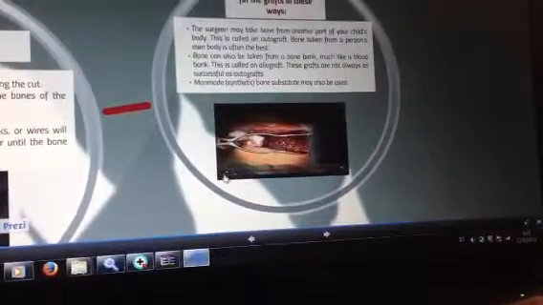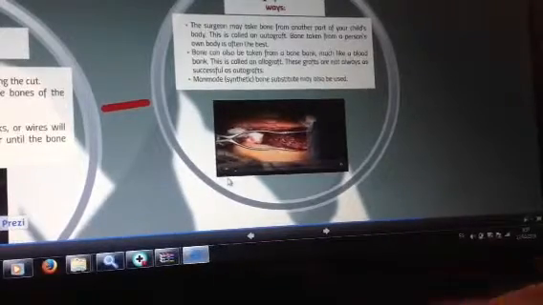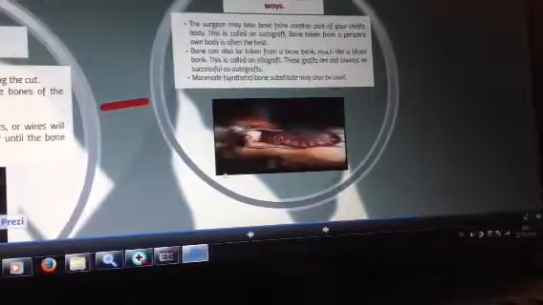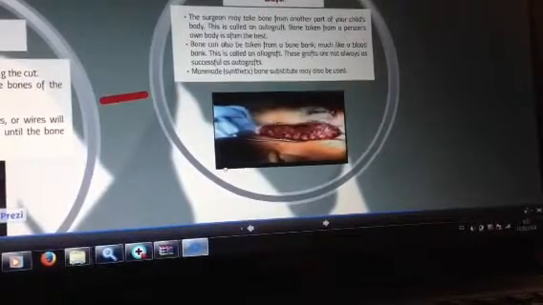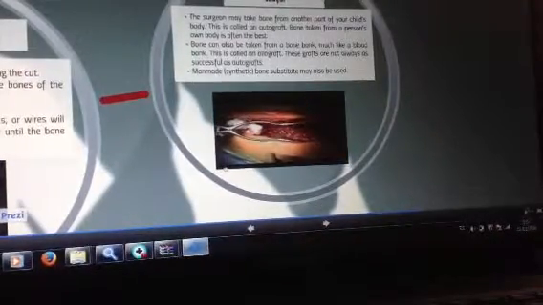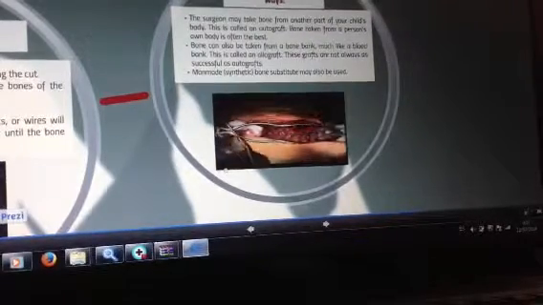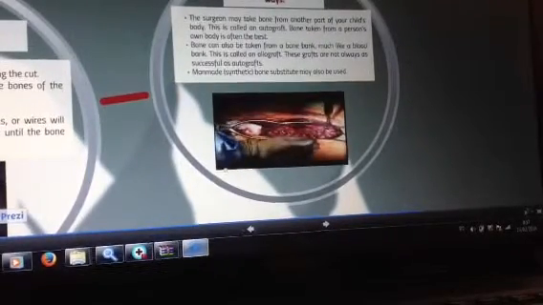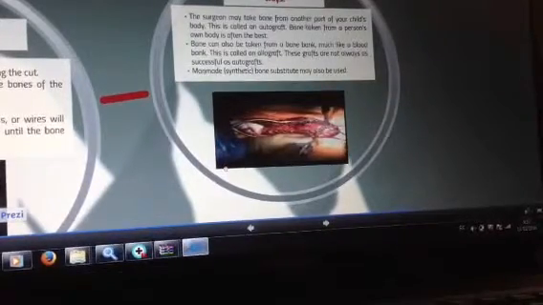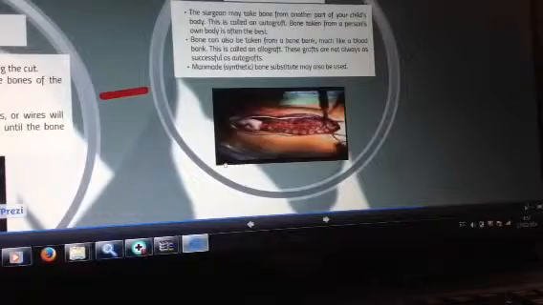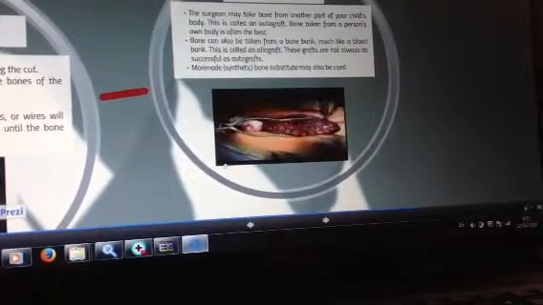The surgeon may get bone for the graft in these ways. The surgeon may take bone from another part of your child's body. This is called an autograft. Bone taken from a person's own body is often the best. Bone can also be taken from the bone bank, much like a blood bank. This is called an allograft. These grafts are not always as successful as autograft. Man-made bone substitute may also be used.